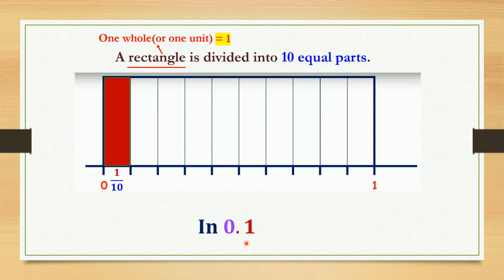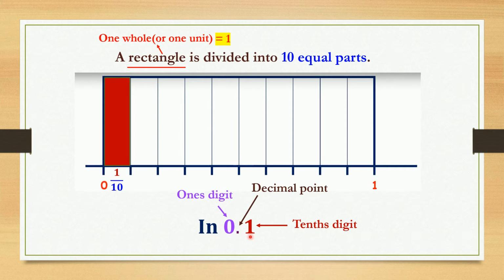In 0.1, the 0, we said, is how many whole rectangles, how many whole units we can make. So we call it the ones digit. It's the ones digit that we know from earlier. Now the point is the separator. We call it the decimal point. And the 1 here, this fraction we read as 1/10. It's one piece out of 10. So this one we call the tenths digit. How many pieces out of 10 we have.